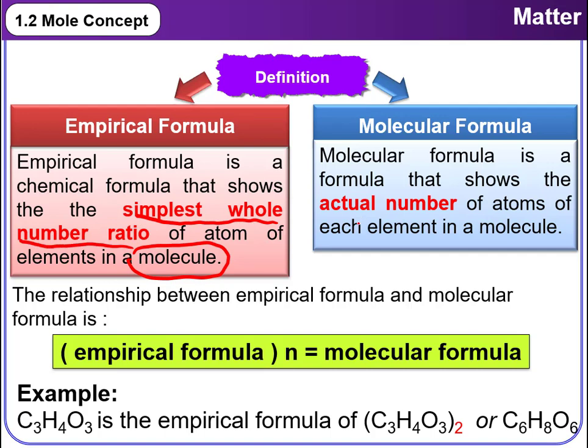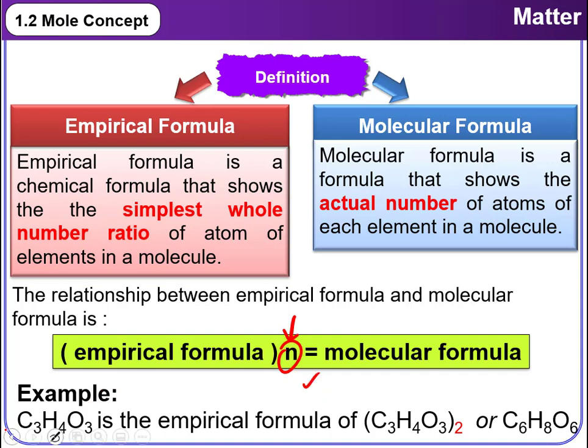How about the molecular formula? It is the actual number of atoms of each element in that molecule. How about the relationship between empirical formula and molecular formula? It is given by empirical formula times N equals the molecular formula, where N is equal to the molecular mass of the compound divided by the empirical mass of the compound.